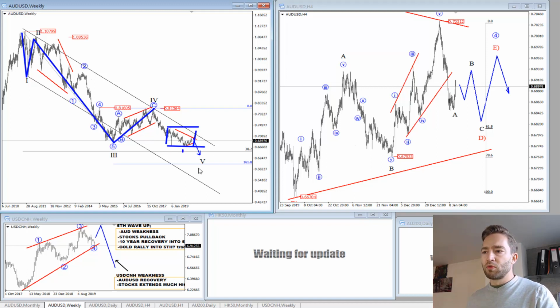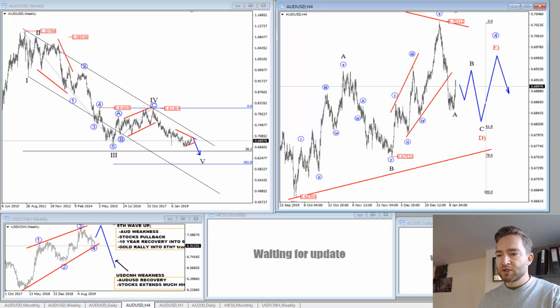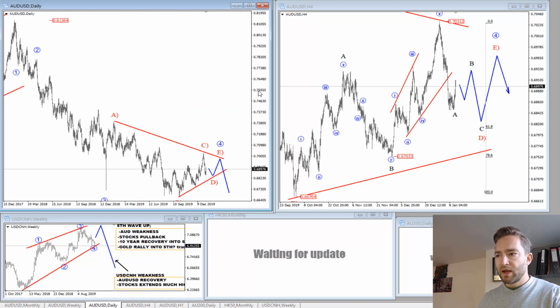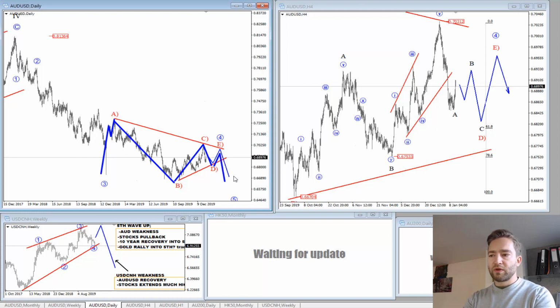So I'm still looking for more weakness here into these fib levels, but after this correction will complete, which I think can actually be a triangle. Here I have a daily chart, and what I'm looking at is a potential running triangle. This was 3 waves up for a wave A, then you have a complex wave B, then 3 waves up for a wave C, and now you are in a wave D. So the 4th wave is not finished yet because wave D and E are still missing to complete the whole pattern.